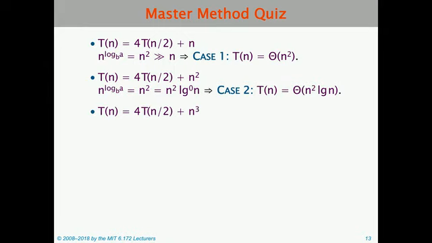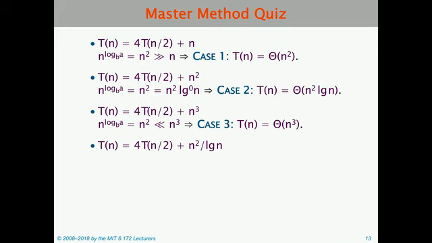Okay, and then of course we got to do this one. Yeah, n cubed, because once again, n to the log base b of a is n squared. That's much less than n cubed. N cubed's bigger, so that dominates. So we have theta of n cubed. Okay, what about this one?